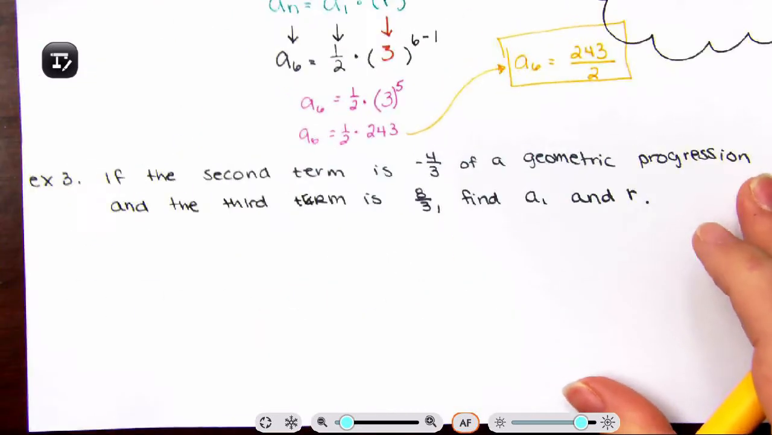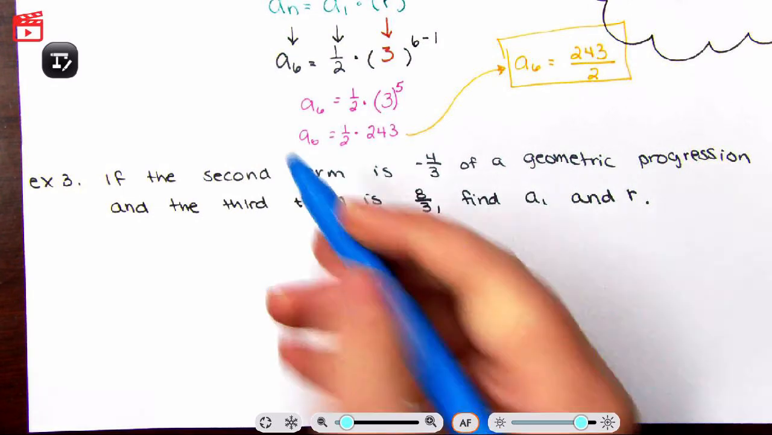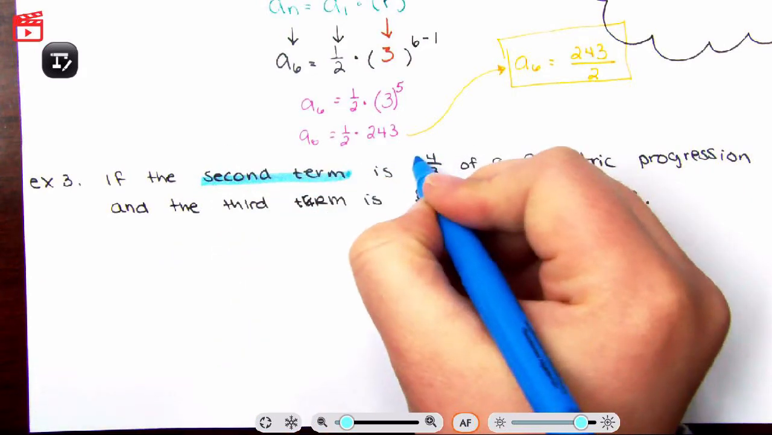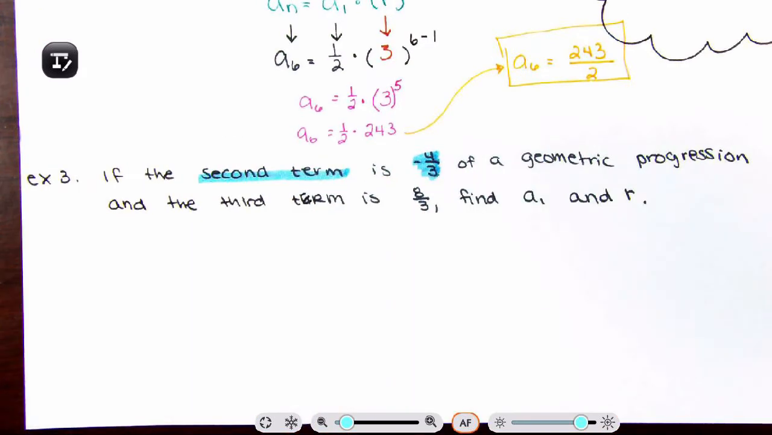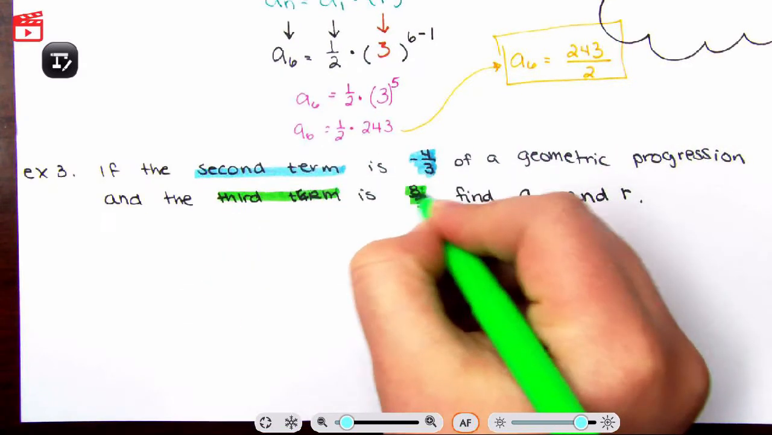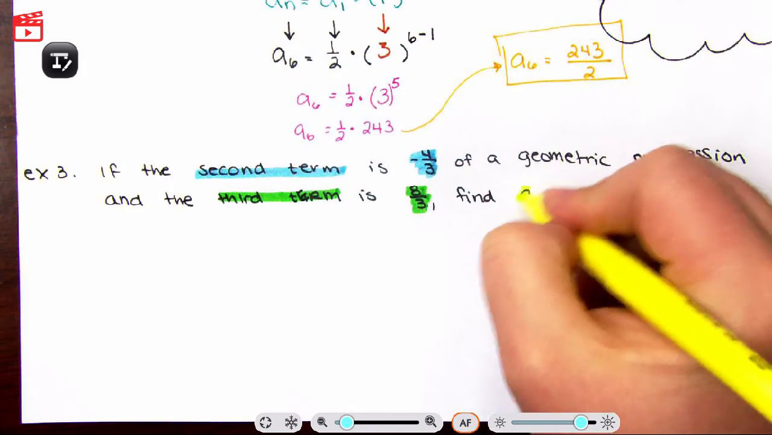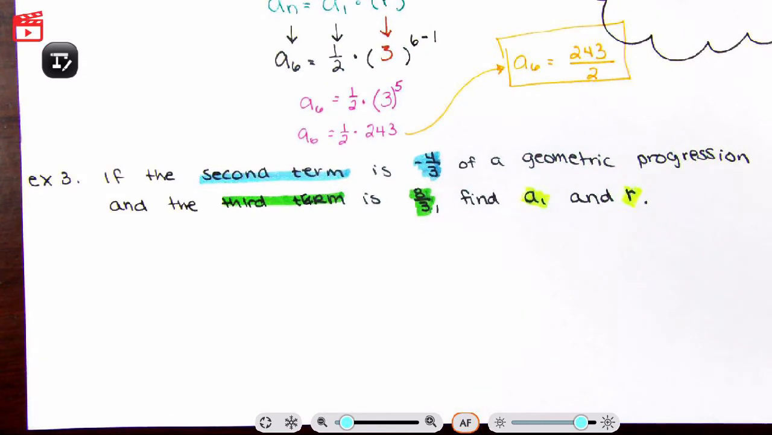Let's do one more example. If the second term, well, let's do some highlighting. I encourage highlighting and underlining when you're dealing with word problems. It helps. The second term is negative 4/3, and the third term is 8/3. What do we want? We want a sub 1 and we want r. So I'm going to draw this out.